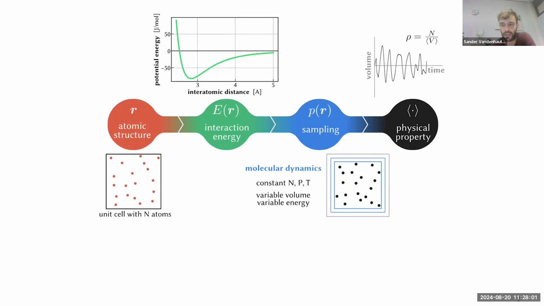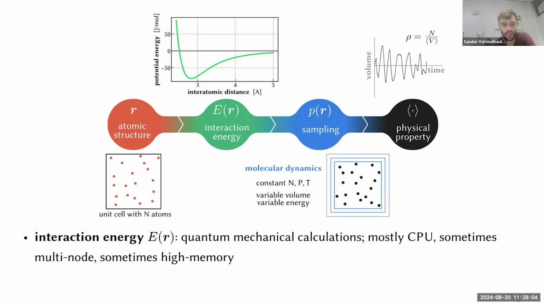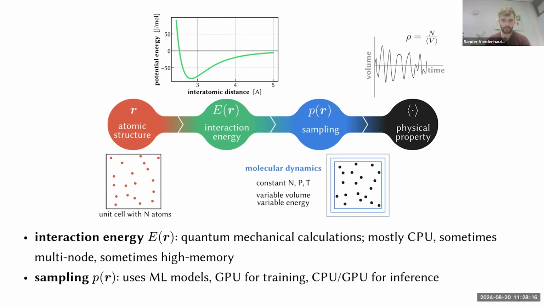The computationally non-trivial stuff is in the interaction energy first, because that involves quantum mechanical calculations. That's mostly done on CPU, multi-node, high memory nodes, that type of thing. And then the second part is the sampling. That's more modern, let's say. That's mostly done on GPUs with state-of-the-art models.